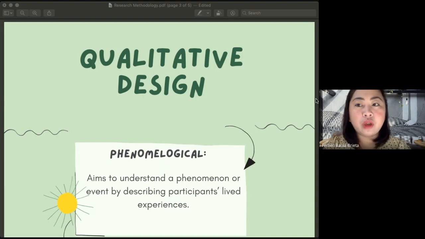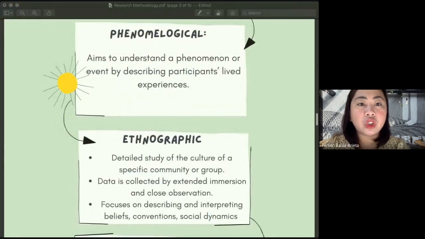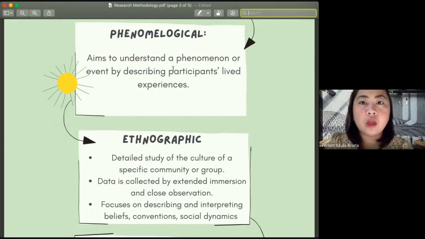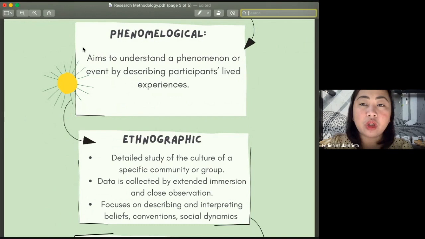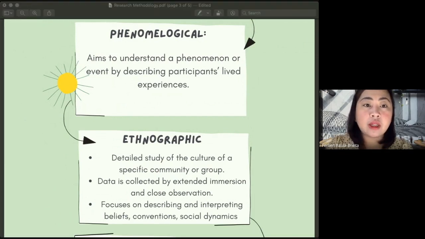Type of qualitative research design. So we have here the phenomenological design. The first type of our qualitative research design is the phenomenological design. It aims to understand a phenomenon or event by describing participants' lived experience about it.